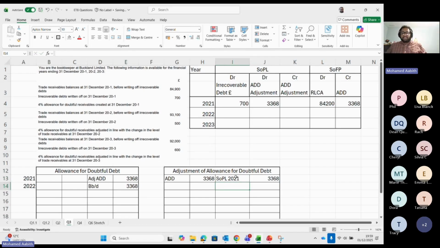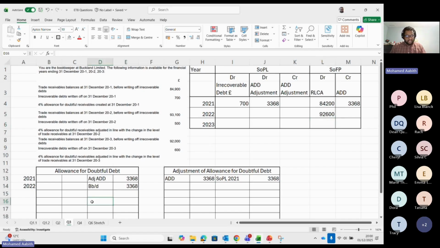Now, next question is, we have here the trade receivable. We need to look at it, it is 93,100. Irrecoverable debt is 500. So the receivable ledger will have, after we write off 500 pounds, an amount of 92,600 pounds. What is the amount of allowance for doubtful debt I need to have? The allowance for doubtful debt is still 4%, and you have to change it with the level of trade receivable. So we need to find out how much it needs to be.